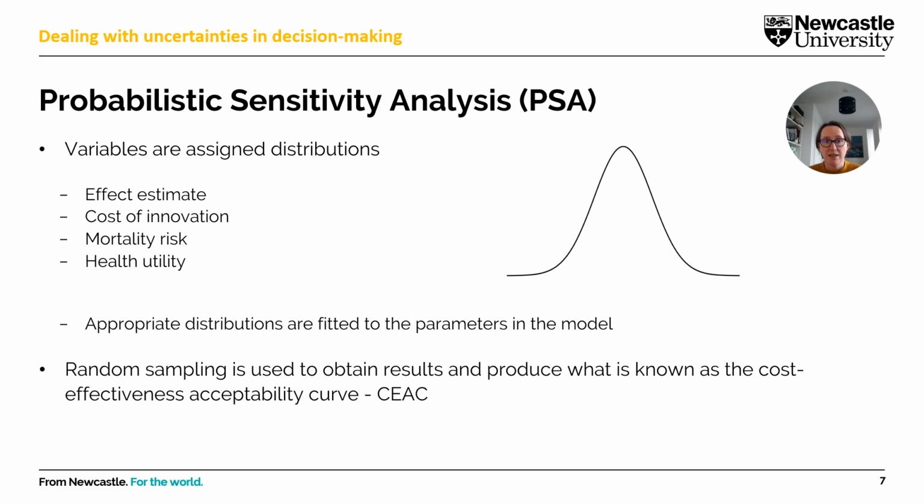The other type of analysis I'm going to briefly introduce is probabilistic sensitivity analysis. Unlike deterministic analysis, PSA allows the uncertainty within the parameters to be characterized. So each variable is assigned a distribution to estimate effect, costs, health risk, and health utility. They're all given a unique distribution. And random sampling, bootstrapping, is used to obtain results and produce what we name as the cost effectiveness acceptability curve.